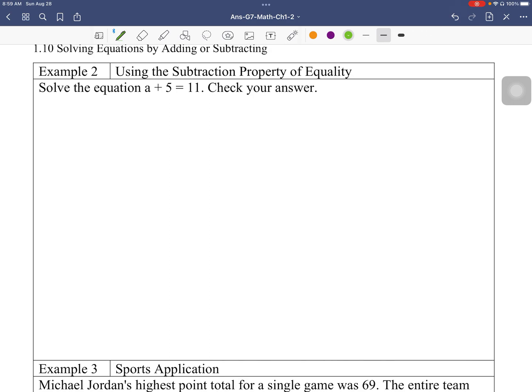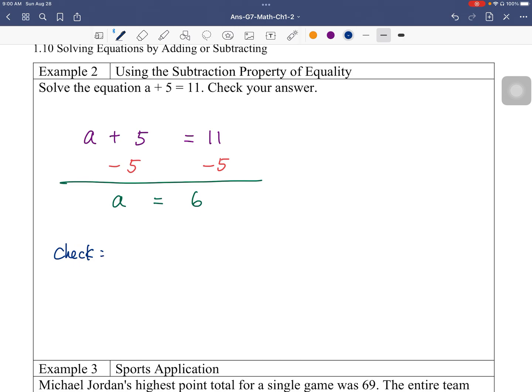So example 2. Now I want to solve the equation a plus 5 equals 11. To solve the equation, I have to isolate the variable. So in order to isolate the variable, I want to subtract 5 from both sides. So now a equals 6. And how do I check my answer? a plus 5, 6 plus 5 equals 11. So I know a equals 6 is the right answer.